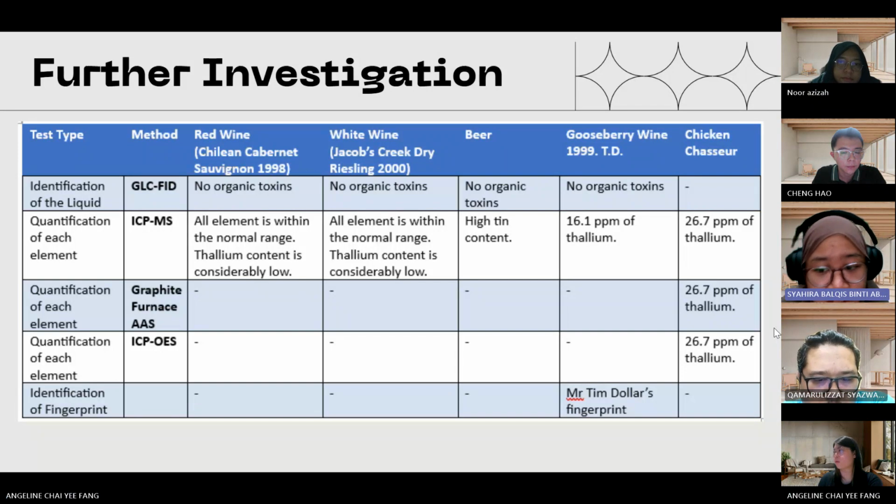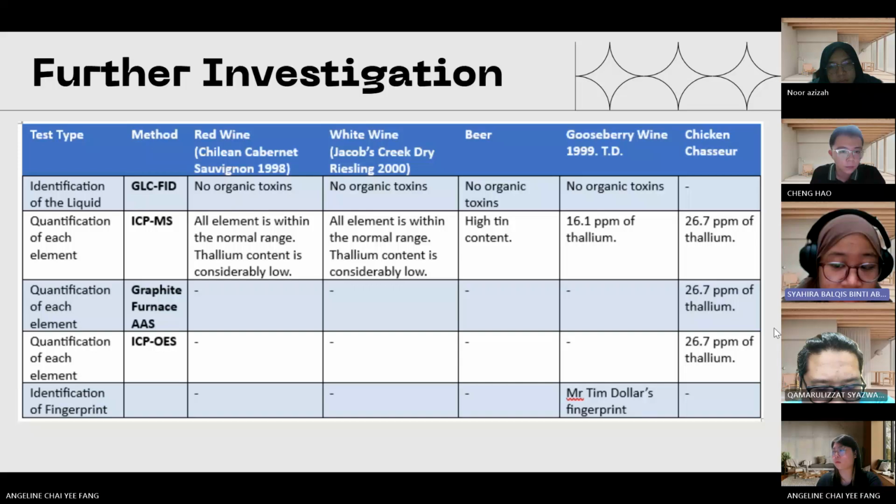And so we then conducted further elemental quantification using graphite furnace atomic absorption spectroscopy, or AAS, and also inductively coupled plasma optical emission spectroscopy, which is ICP-OES. And both tests confirmed that the chicken chaser contained 26.7 ppm of thallium, which is reinforcing the findings from the ICP-MS.